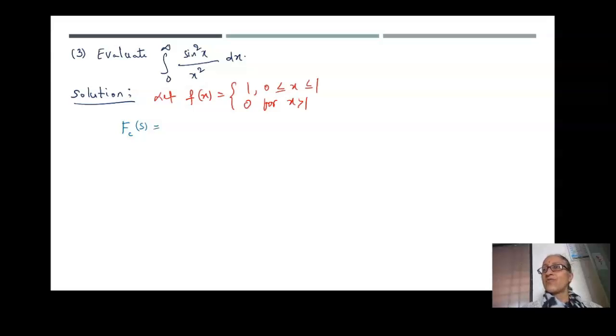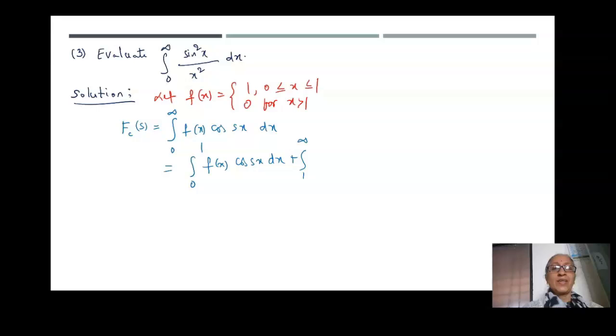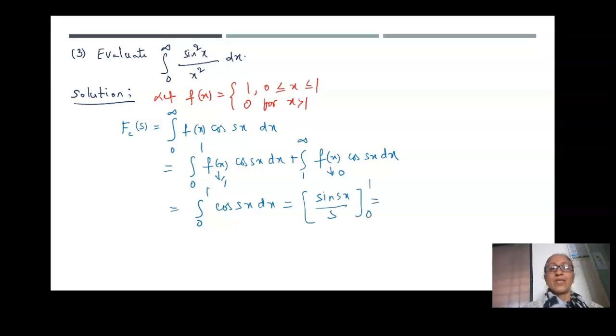So we can find the Fourier cosine transform using the formula integral 0 to infinity f(x) cos sx dx. So this is equal to integral 0 to 1 f(x) cos sx dx plus integral 1 to infinity f(x) cos sx dx. In the interval 1 to infinity, the value of the function is 0. In the interval 0 to 1, the value of the function is 1. So here we get integral 0 to 1 cos sx dx. If you evaluate this, sin sx upon s under the limits 0 to 1, which is equal to sin s by s minus sin 0 by s, which is equal to sin s by s. What is this? This is the Fourier cosine transform. After getting the Fourier cosine transform Fc of s and this f(x), we have to apply Parseval's identity.